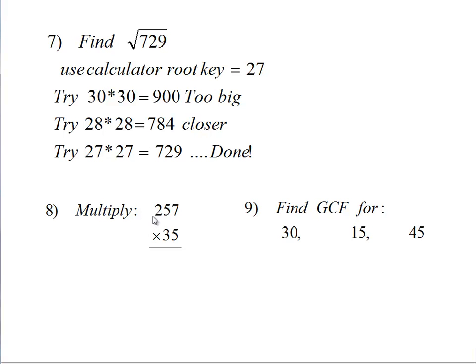Okay, multiply, type in your calculator. 257 times 35 should be 8995. Finding greatest common factors. First, you break down the number 30 like we did earlier, divide by 2.